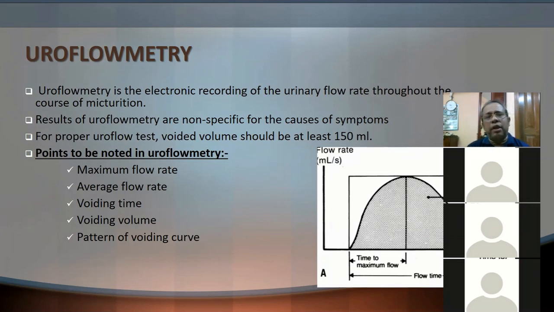Sometimes some individuals cannot micturate more than 50 to 100 ml. In those cases, uroflowmetry is not conclusive. It is an important factor.